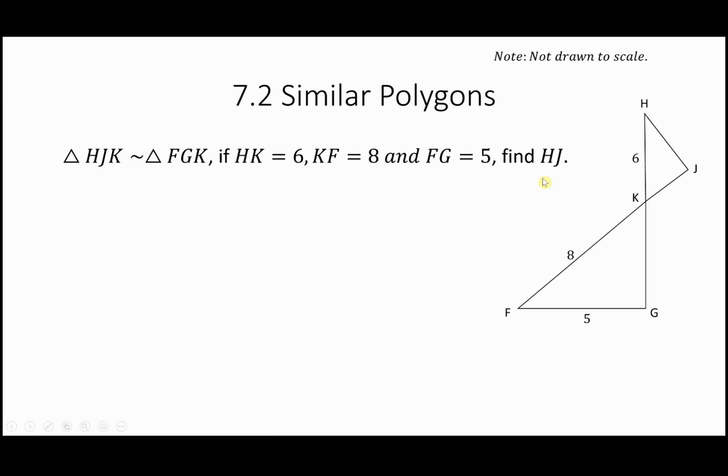Now please note that this drawing is not to scale, which becomes super evident once I put the numbers in here. If you were to physically measure HJ versus FG, it would not make much sense. But anyway, we want to take these numbers at face value and set up a proportion in order to determine the value of this length HJ, this length from here to here.